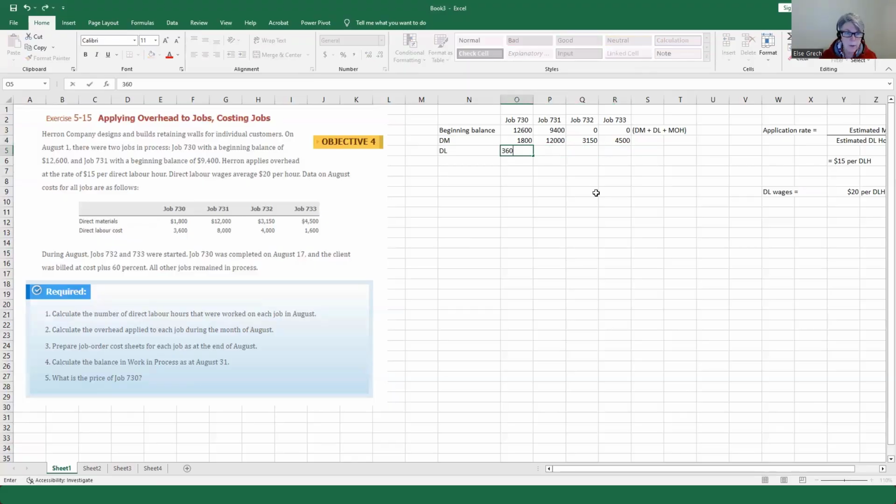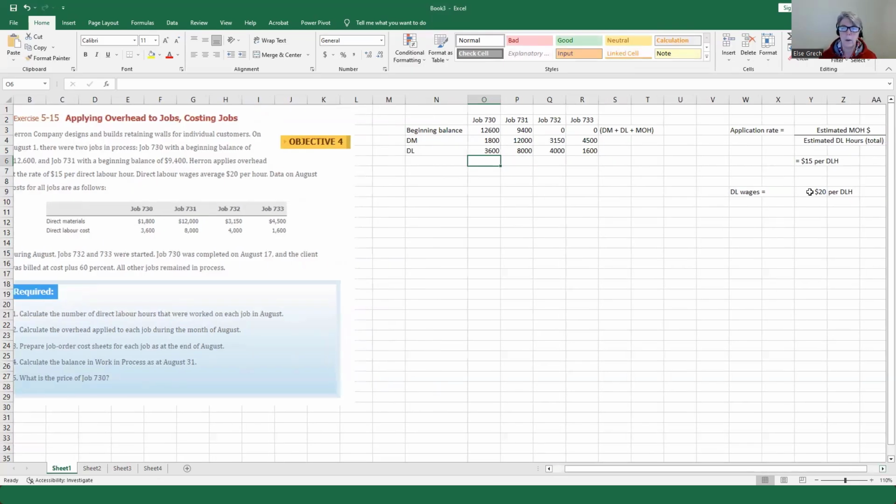And the direct labor was 3,600, 8,000, 4,000, 1,600. So now we know that. Now, notice that they told us that the cost for labor is $20 per direct labor hour, and our application rate is $15 per direct labor hour, and we don't have direct labor hours in here. So what we need is to calculate direct labor hours for each job. So how are we going to do that? Well, they told us that it was $20 per hour, so I can take the money and divide it by 20, and it'll tell me how many hours was worked on this job.